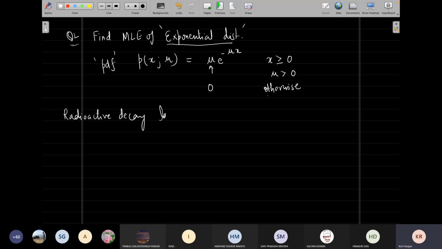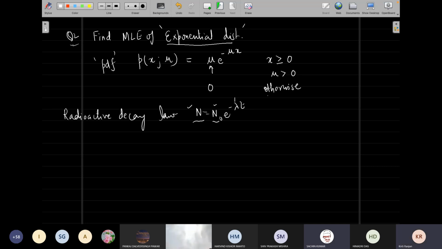So how is the radioactive decay law distributed? What is the radioactive decay law? N equals N naught e to the power minus lambda t. And what does this signify? What is N, what is N naught, what is lambda? N is the number of remaining nuclei, and N naught is the initial activity or initial number of nuclei available.